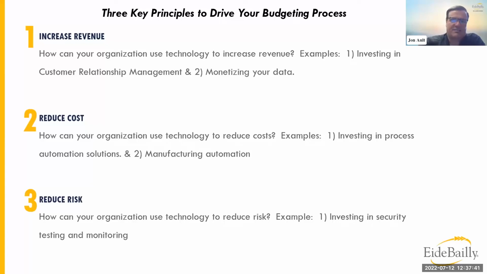On the reduced cost front, there are a couple of key things. How are we going to reduce costs? Well, we're going to invest in process automation. I mentioned that earlier. I'm going to find a technology that takes a task I'm doing today that is relatively mundane, simple, repetitive. The technology, for those interested, is called robotic process automation, or RPA. But there's almost always an opportunity to reduce costs.